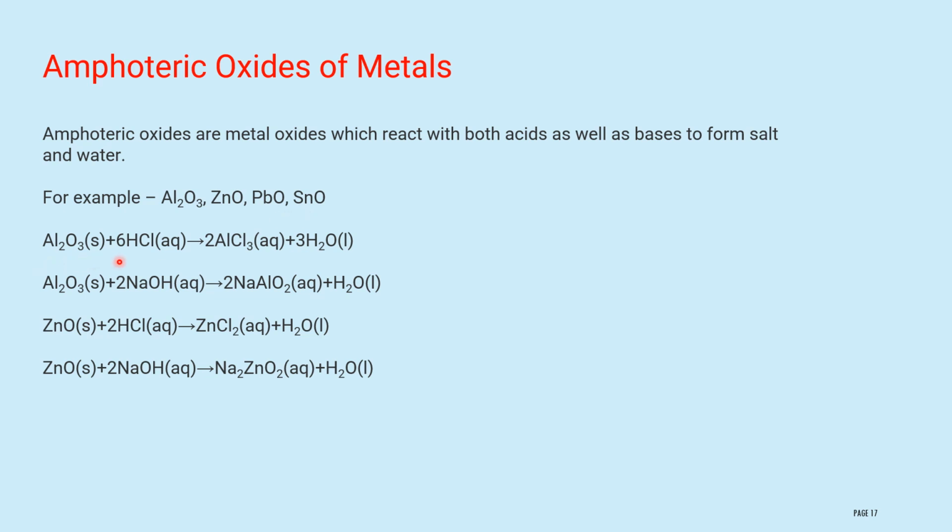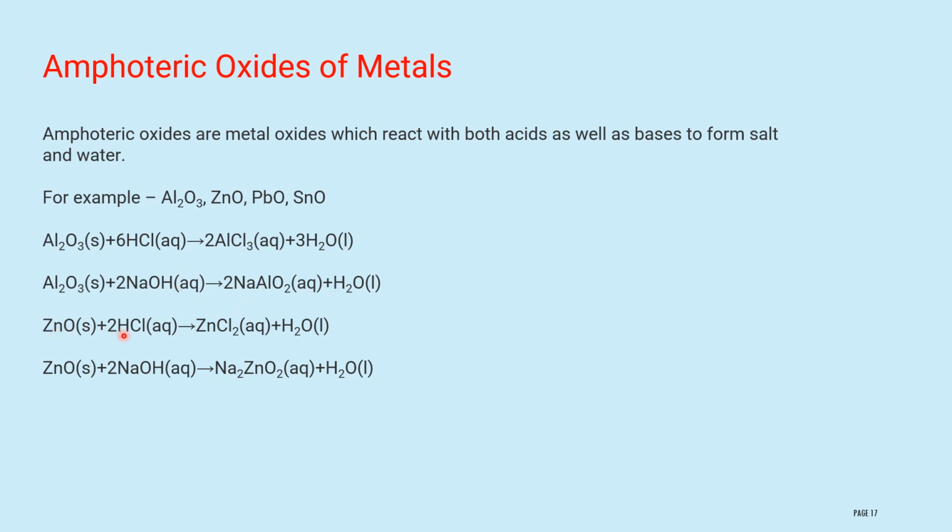Aluminium oxide reacts with hydrochloric acid. You will get aluminium chloride plus water. Aluminium chloride is a salt. Aluminium oxide also reacts with the base sodium hydroxide. You will get sodium aluminate aqueous. This is a salt and water.